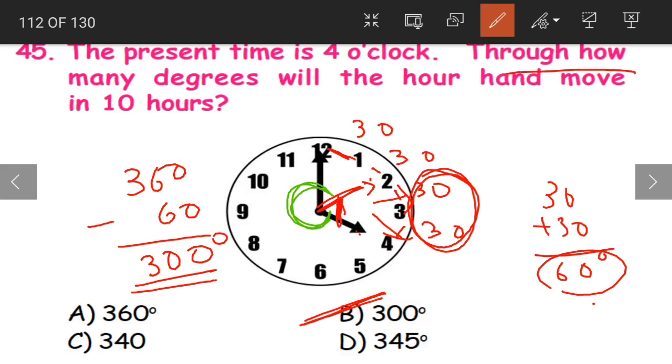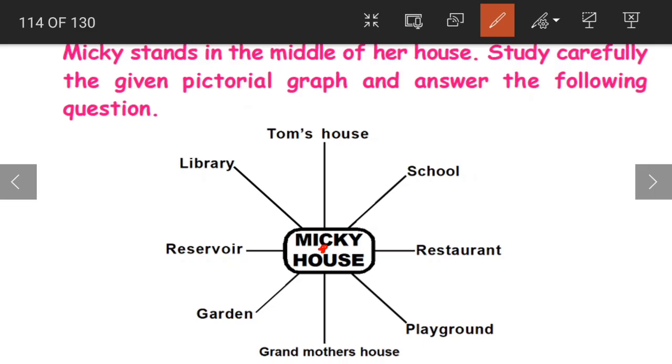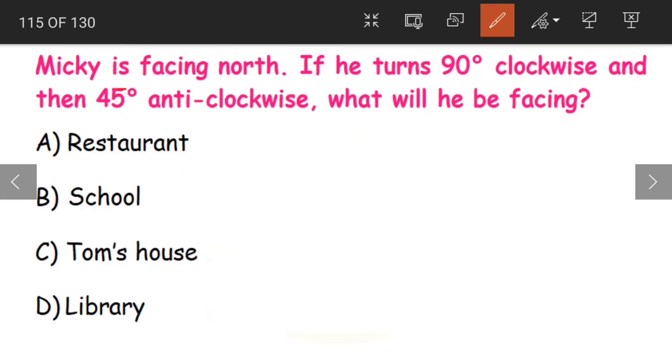The hour hand has moved 300 degrees in 10 hours. From here till here, what is the angle, children? It is 300 degrees. Next question. Mickey stands in the middle of her house. Here, she is standing here. Study the pictorial graph and answer the question.